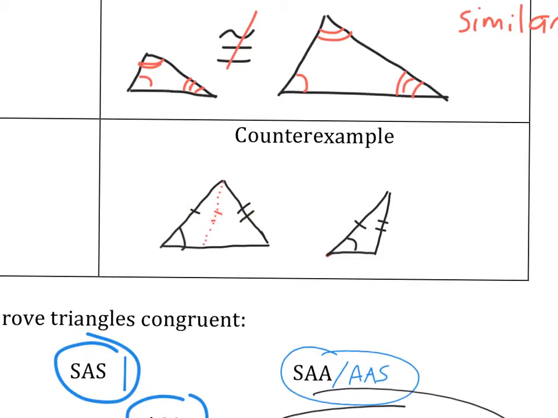Angle, side, side. But am I talking about this obtuse angle triangle here, or am I talking about this acute triangle here? And the answer is, we don't know. So we can't say 100%. So the best we can say is maybe or not enough information.